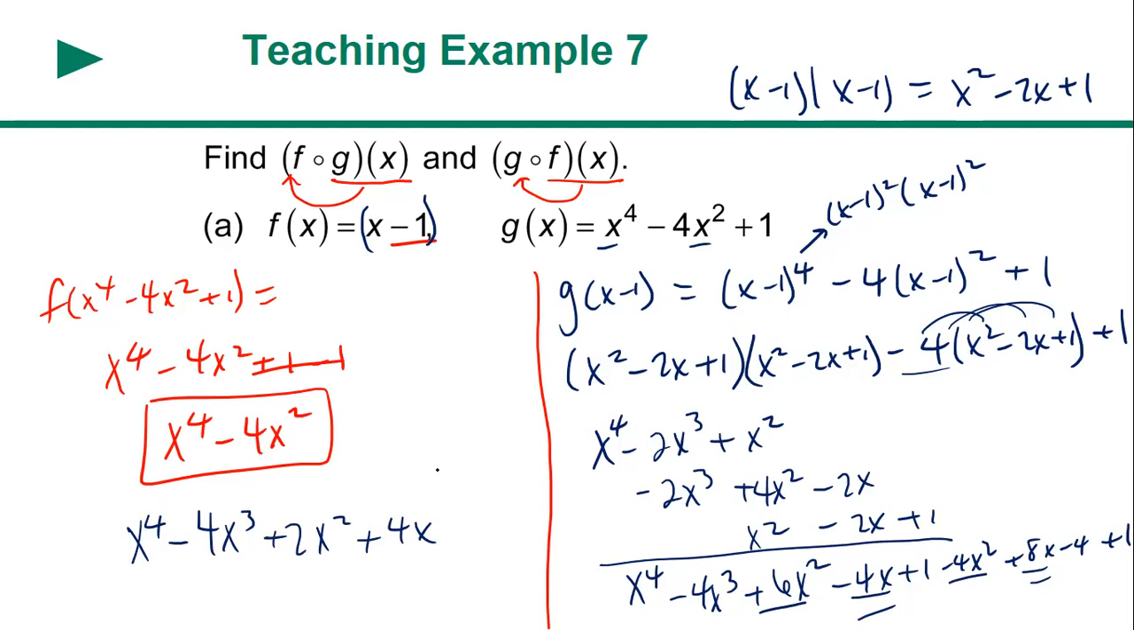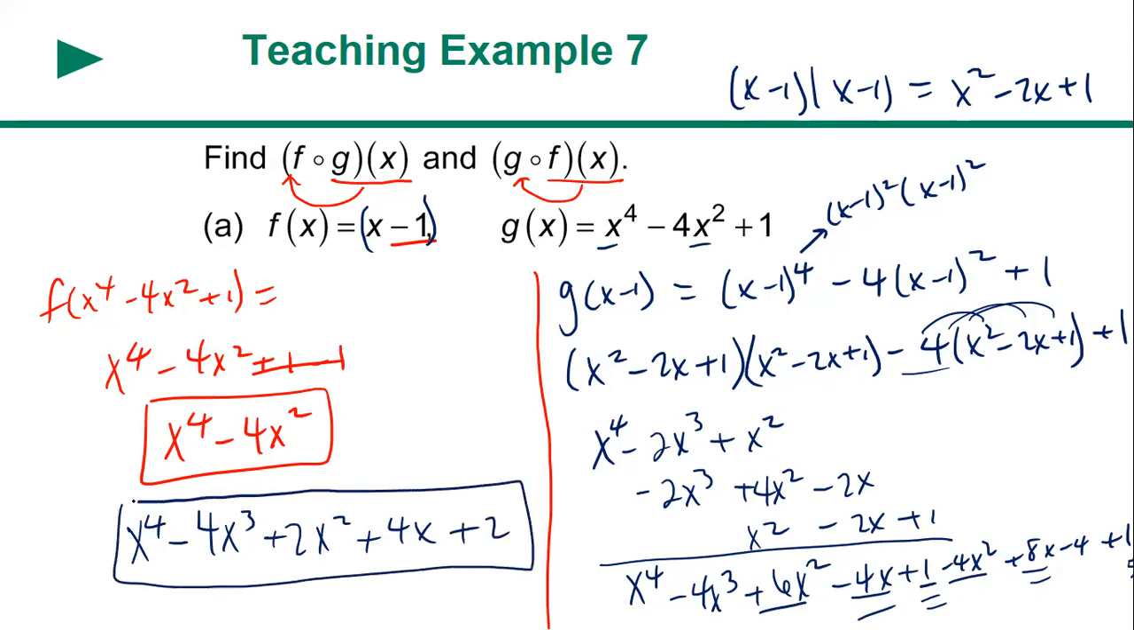And then, oh, I have 1 and 1. And that makes 2. So all together, that is what my blue. Are these equivalent? No. No, clearly they're not. Clearly they are not equivalent.